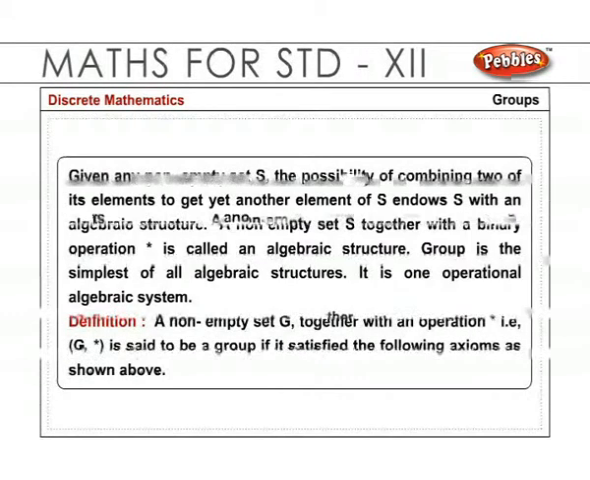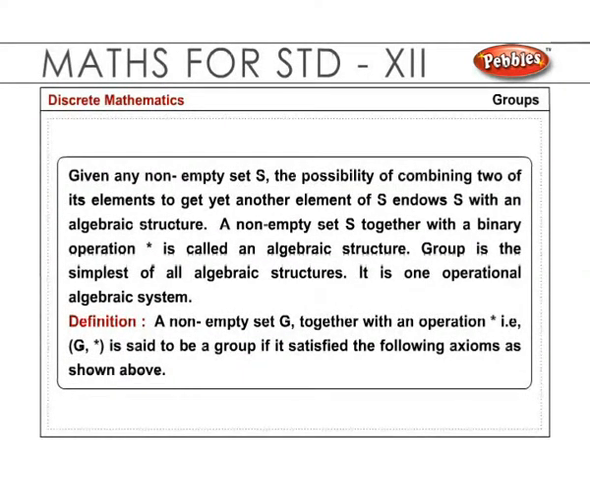Groups. Given any non-empty set S, the possibility of combining 2 of its elements to get yet another element of S endows S with an algebraic structure. A non-empty set S together with a binary operation asterisk is called an algebraic structure. Group is the simplest of all algebraic structures. It is a one operational algebraic system.